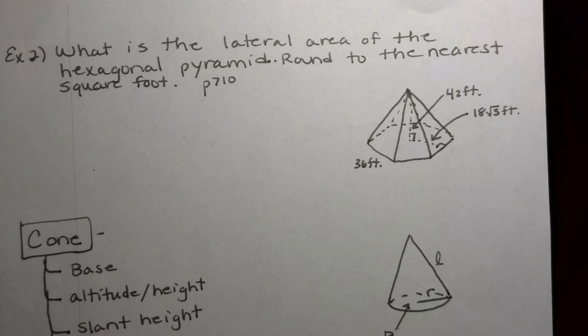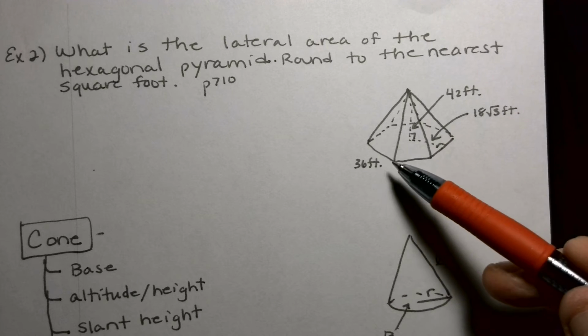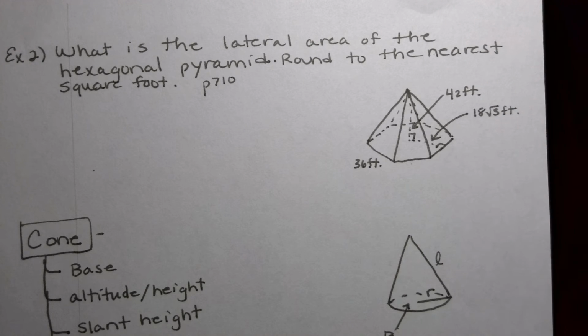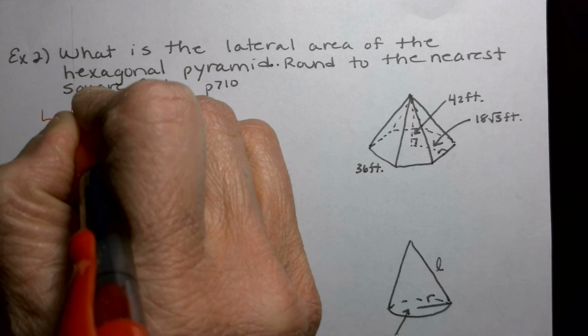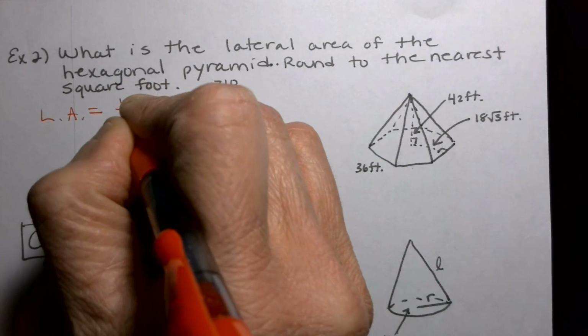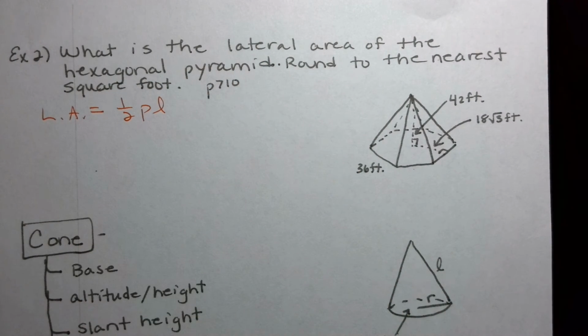All right, what's the lateral area of the hexagonal pyramid, round to the nearest square foot? Okay, so we'd get our formula off the other page. You can tell the problem that's going to come if you start using pyramid formulas for prisms, etc. So you got to really understand your shapes and locate and figure out what to use where.